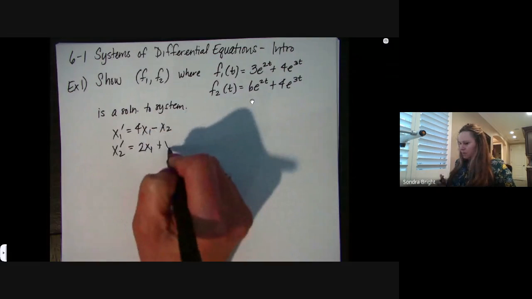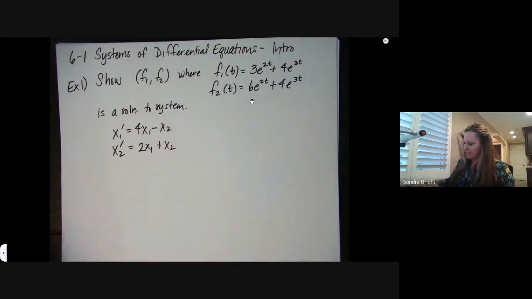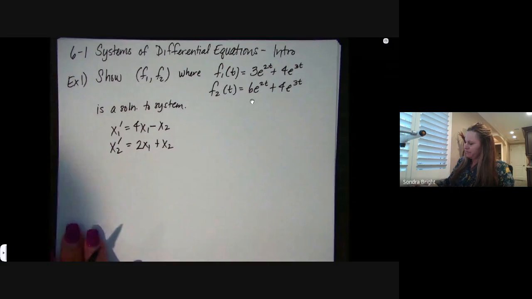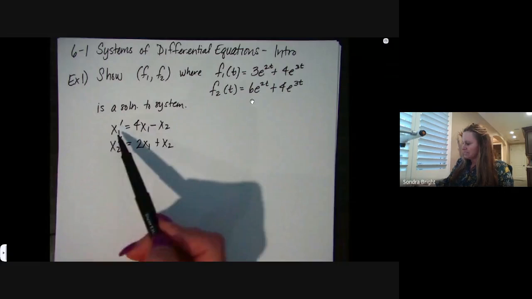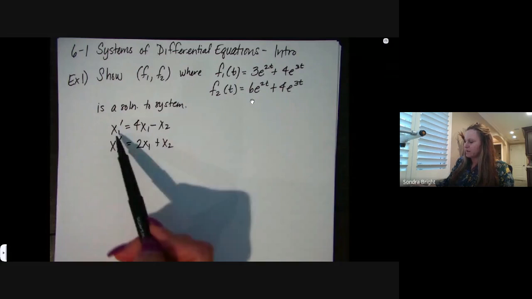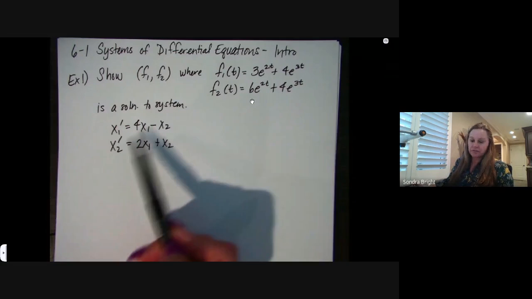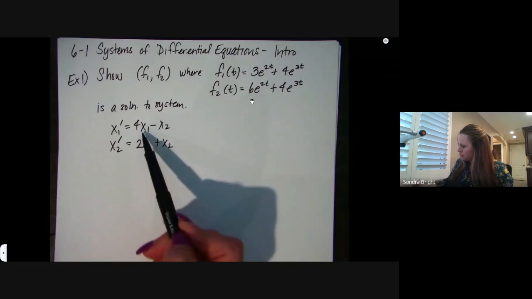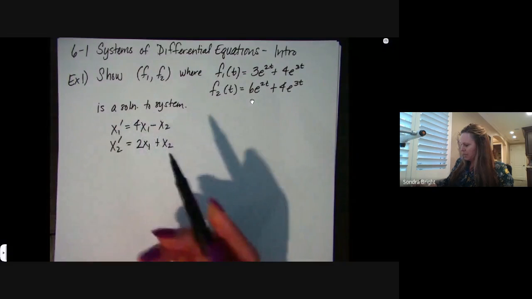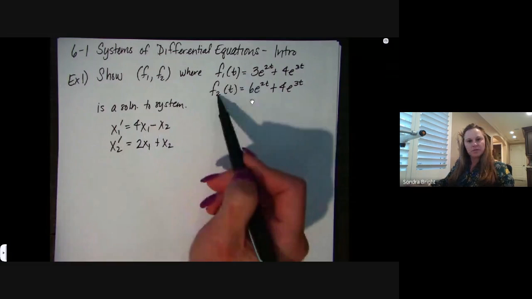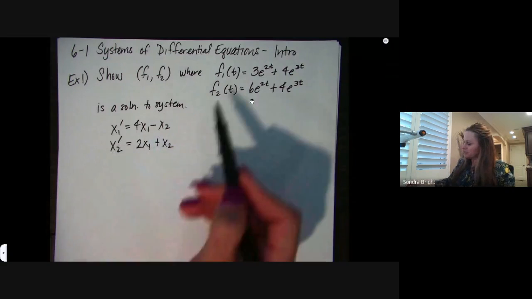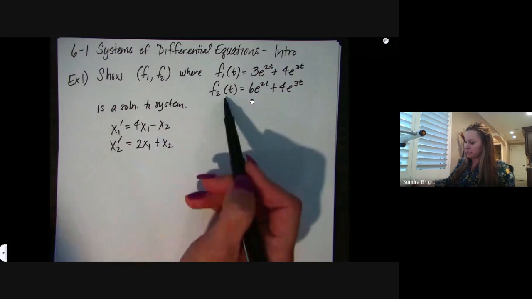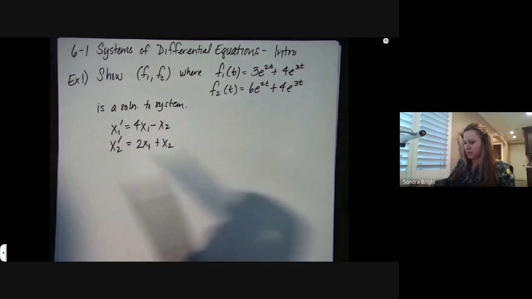Okay, so keep in mind, this f1 is this x1, and x1 prime would be the first derivative. And then f2 is x2, and x2 prime would just be the derivative of f2. So that's what we're going to do. We just want to confirm that these two functions are a solution to this system of differential equations.